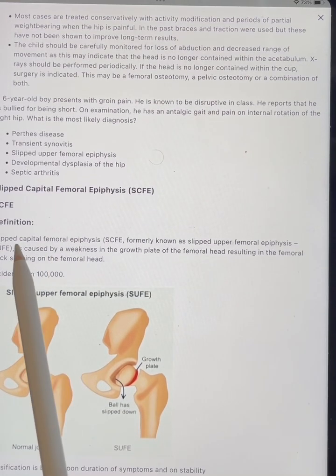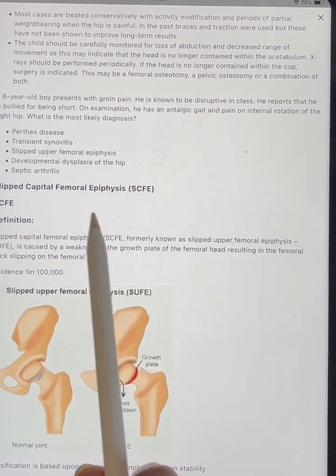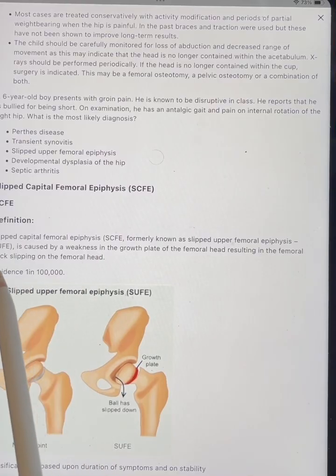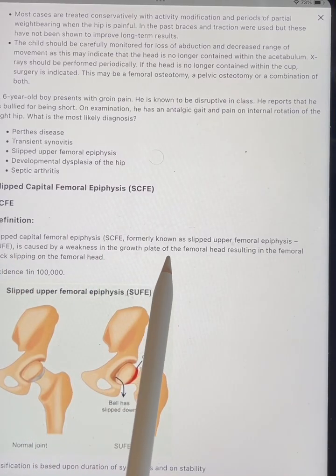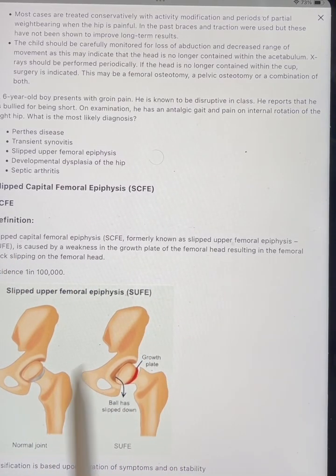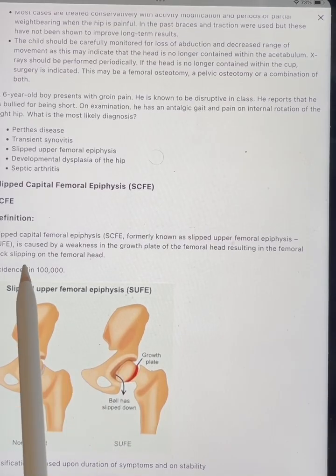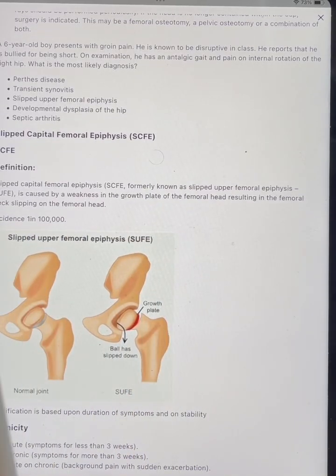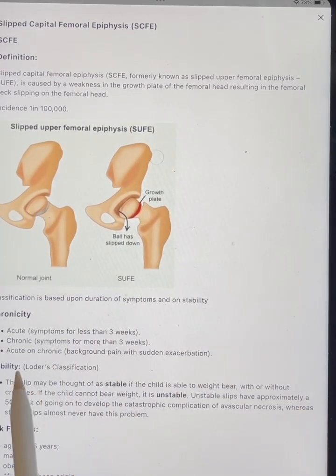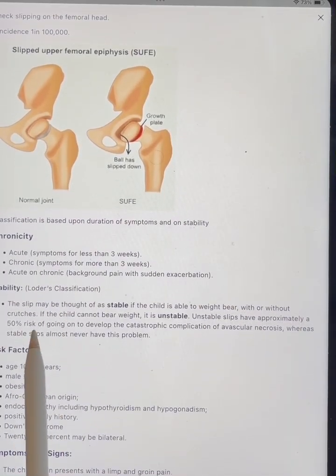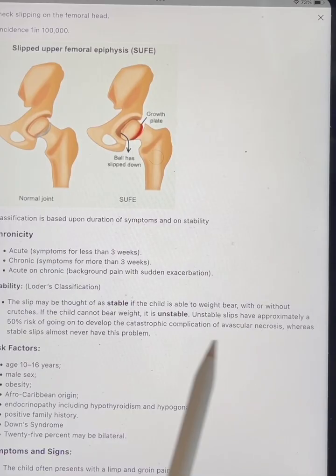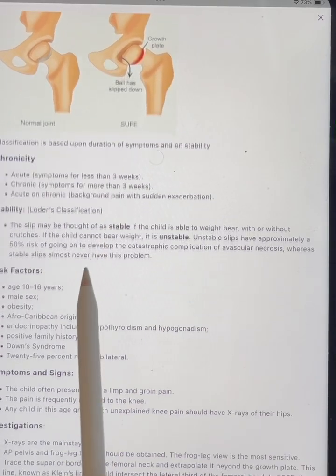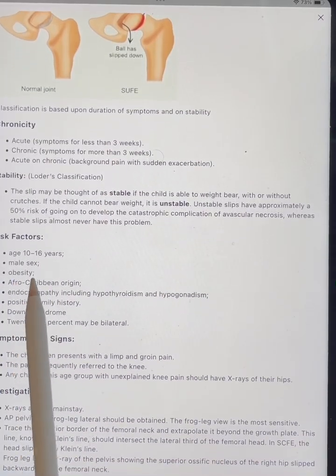The most common diagnosis is slip. It is also called slipped capital femoral epiphysis, formerly known as slipped upper femoral epiphysis. This is caused by weakness in the growth plate, resulting in femoral head slip. This causes acute and chronic symptoms, and stability matters. The slip may be stable if the patient is weight bearing. The risk factors: age is 10 to 16 years.